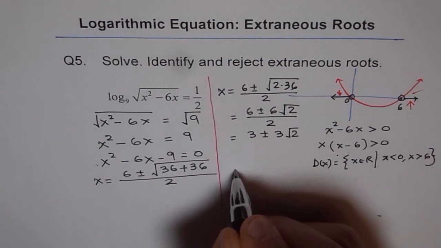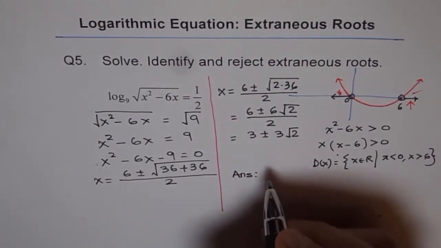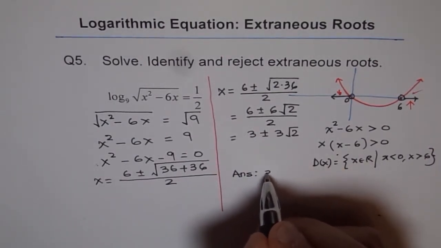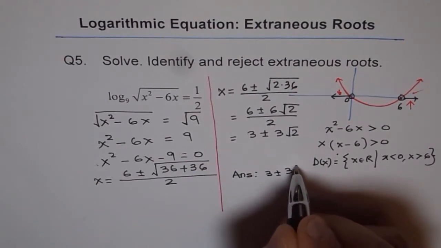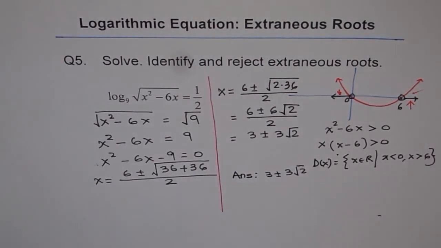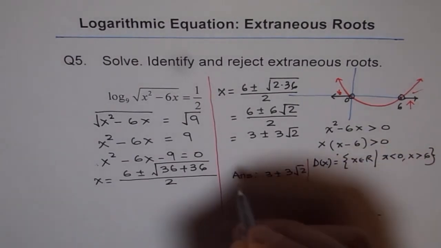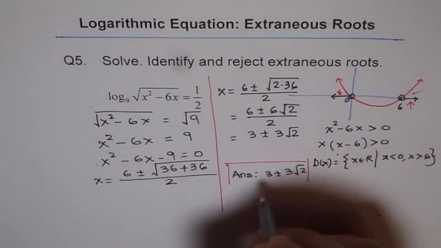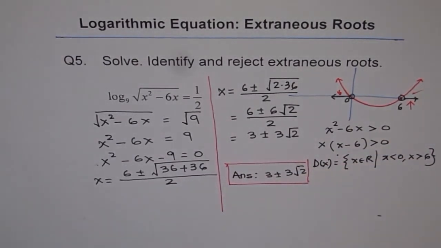And therefore we'll write down our answer. And our answer is that the roots are 3 plus minus 3 square root 2, correct? So that is the answer for the given equation. So that's how we are going to do it. Thank you.